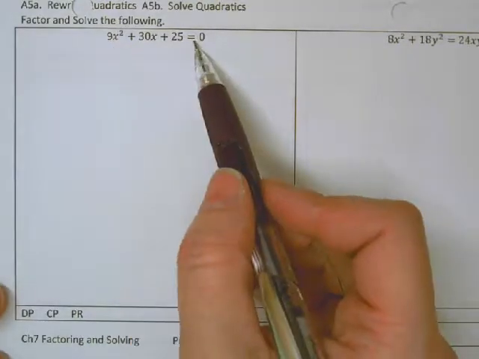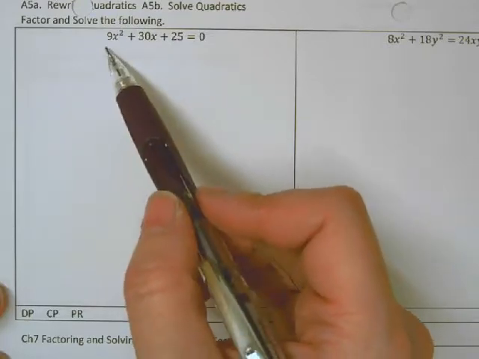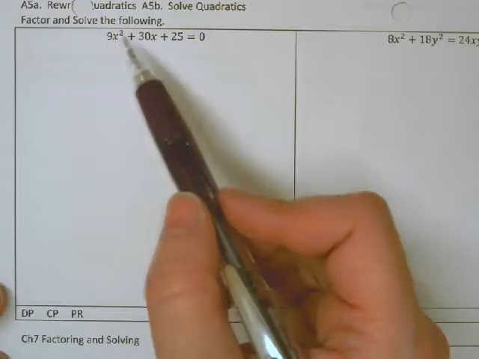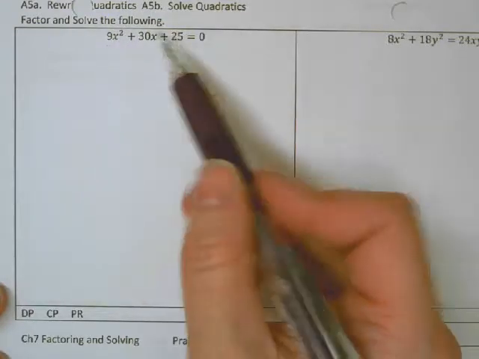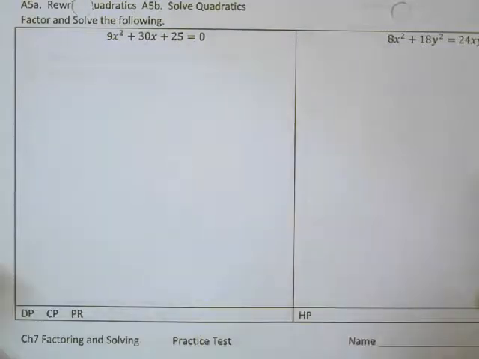I'm equaling 0, not in factored form. So I have three terms, and I don't have any common factors here, because my factors of 9 are 1, 3, and 9. 30 is divisible by 3, but 25 is not, and neither 30 nor 25 are divisible by 9. So the next thing I want to check for is a perfect square trinomial.